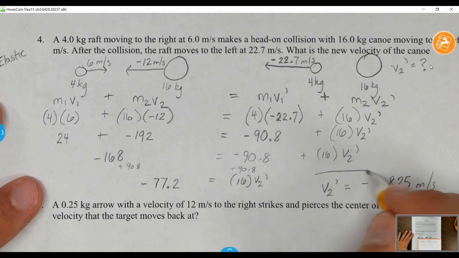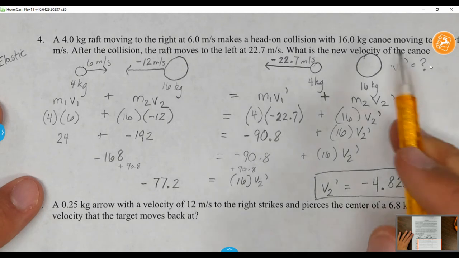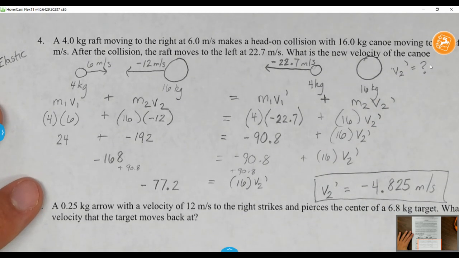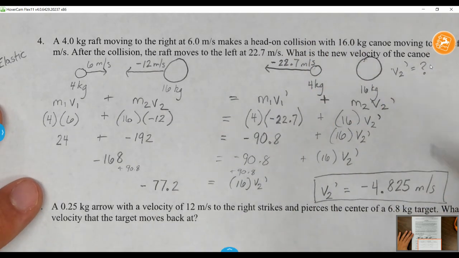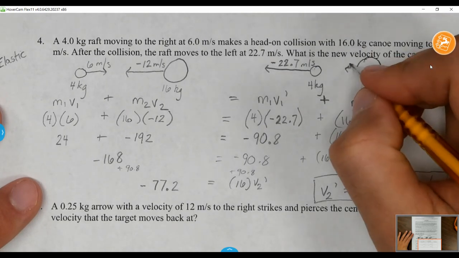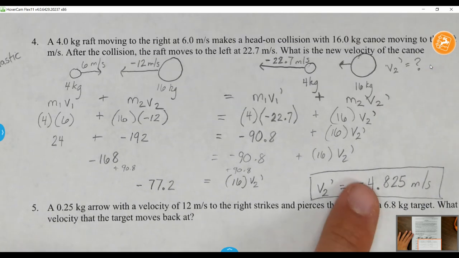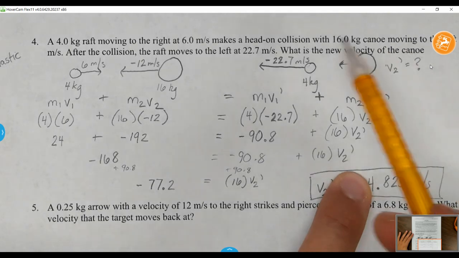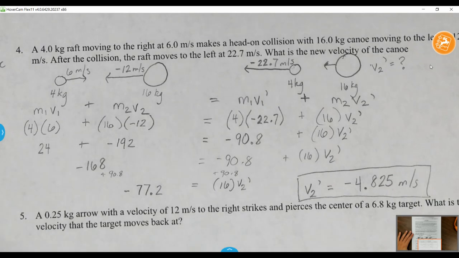So since it's negative, what direction is the canoe going to be moving? Is it still moving to the left, or did it hit, bounce, and move to the right? It's still moving to the left, at this velocity. So this is basically saying left at 4.825. So it's still moving in the same direction, but quite a bit slower. Okay.